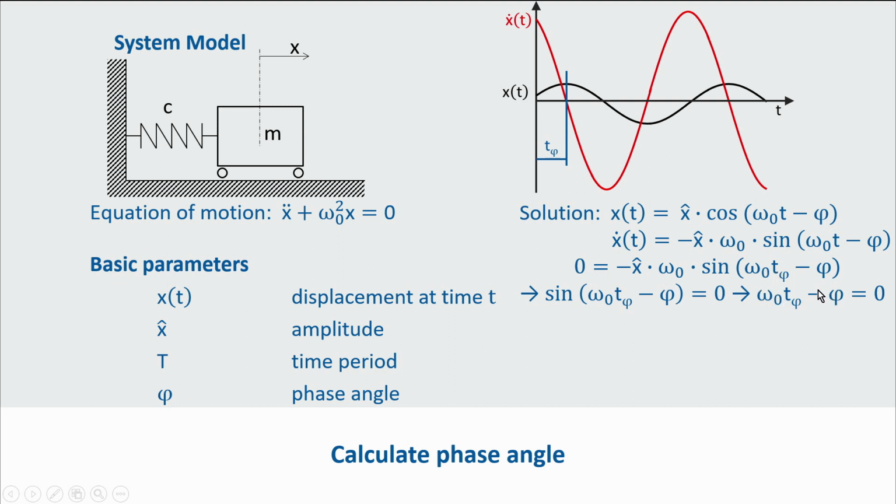And if the sine function has to be 0, the argument of the sine function has to be 0. And then you end up with an equation like this. And if you rearrange this equation, you end up with the equation for the phase angle phi. And you can see that you can now calculate the phase angle phi by omega 0, which you already calculated, and by t phi, which we now calculate with Matlab.